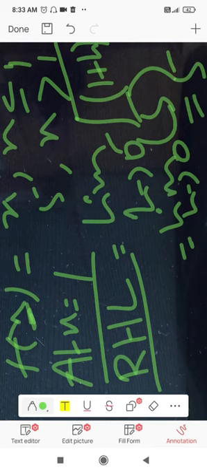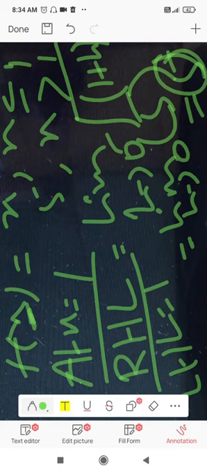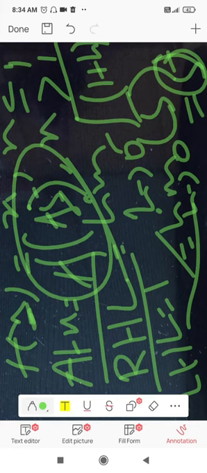So in the case of the left-hand limit we got 1, but for the right-hand limit we got 5. That means the limit does not exist. No need to find f at 1. That means the given function is not continuous at the point x equal to 1. I request you to check whether the function is continuous at the point x equal to 2 yourself.